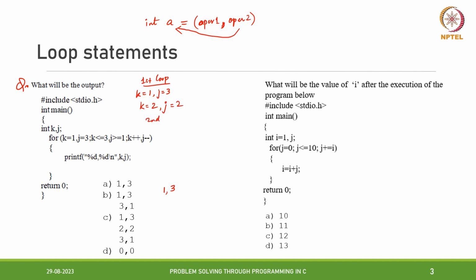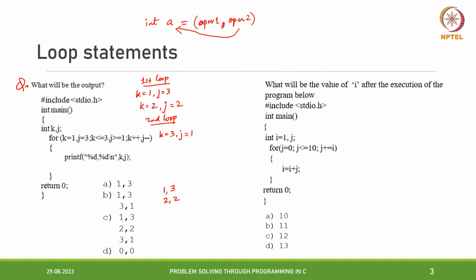Okay, now before the second loop starts, it will check the conditions again. k is less than or equal to 3, that is true. j is greater than or equal to 1, that is also true. So the second iteration will also start, and it will print the values of k and j, which is 2 comma 2. After that, k becomes 3, incremented by 1, and j becomes 1.